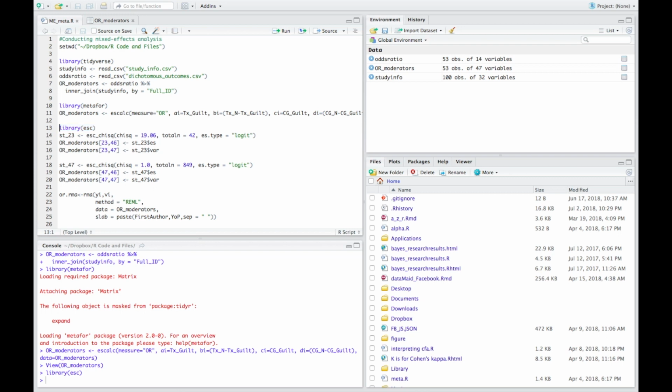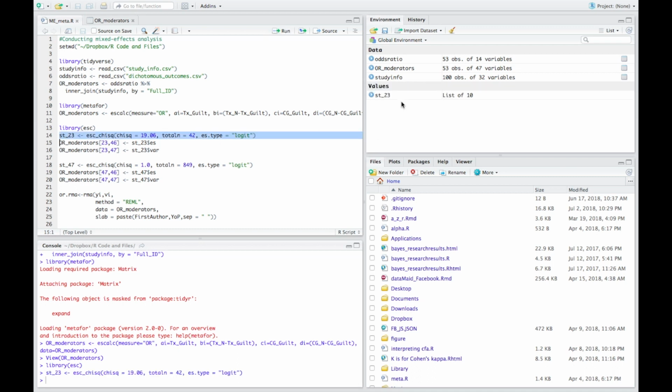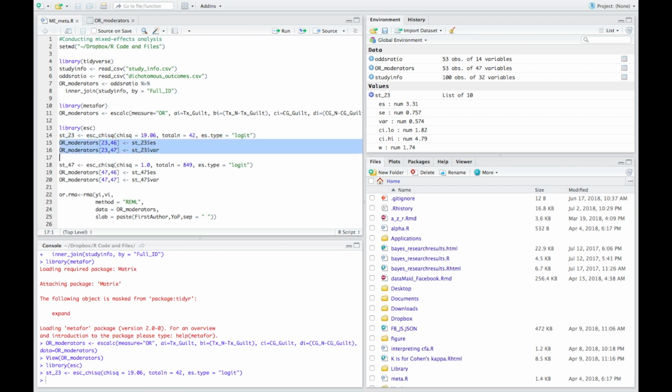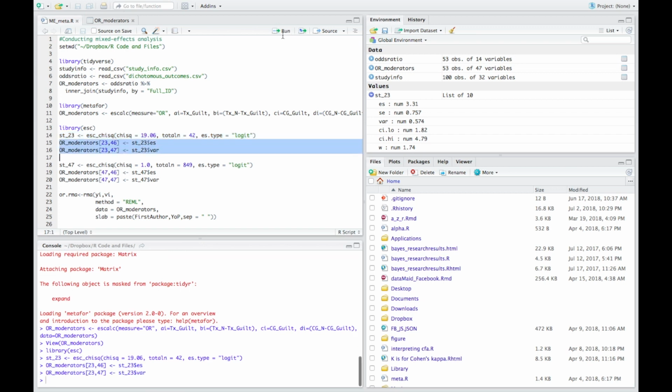So for the ESC package, I'll be using the ESC chi-square function, which allows you to compute, in this case, a logit or a log odds ratio using a chi-square value and the total N of the study. And that gives me a list, which I can view. And I have my effect size, which is a log odds ratio of 3.31, and my variance, which is 0.574.